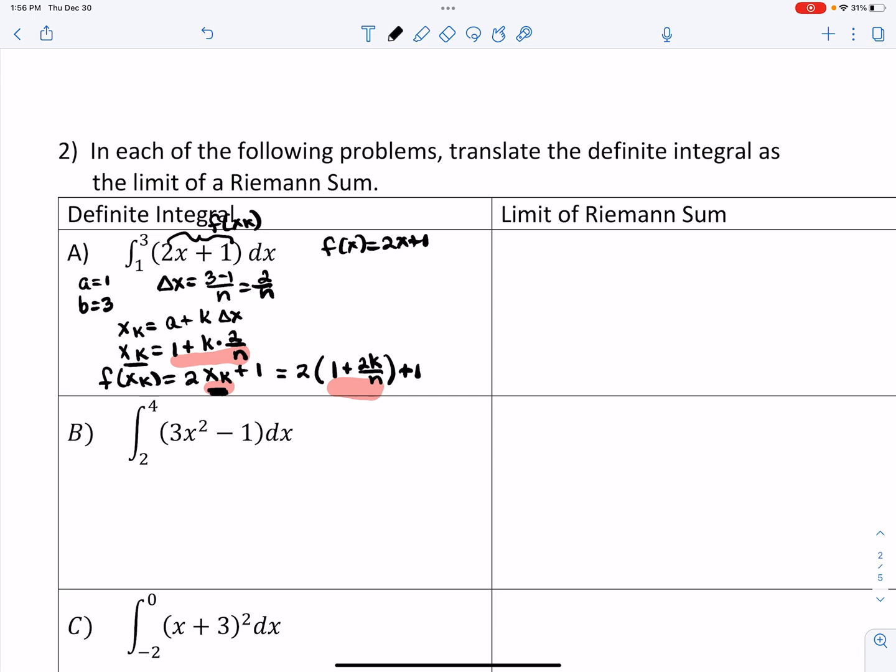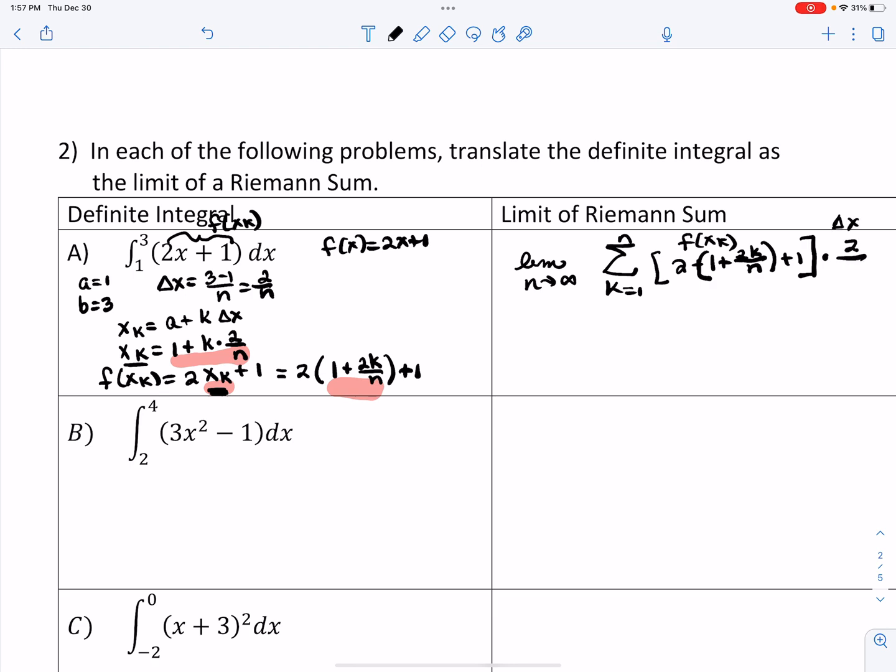So our final answer would be the limit as n increases without bound of the summation from k equals 1 to n, and all of them begin with this, of f of x sub k, which is 2 times 1 plus 2k over n, plus 1 in brackets, times delta x, which is 2 over n. And that would be my Riemann sum.